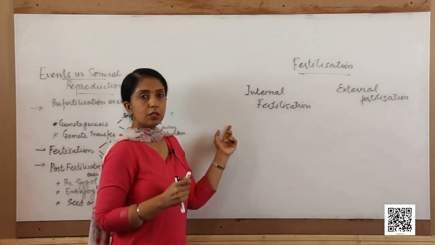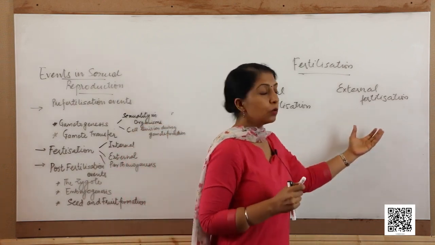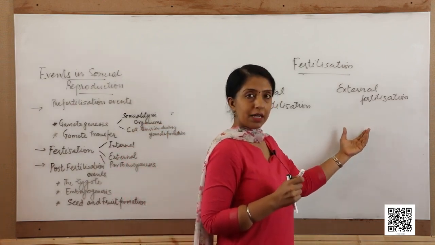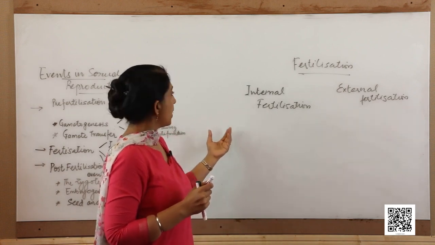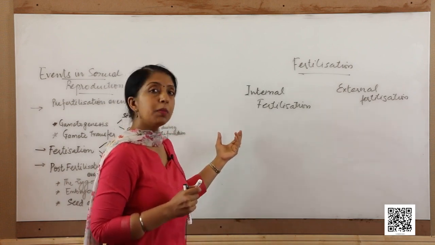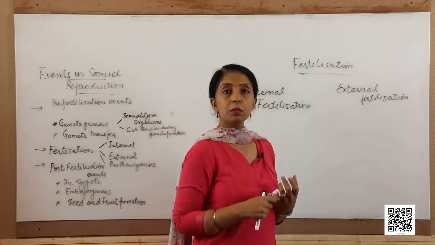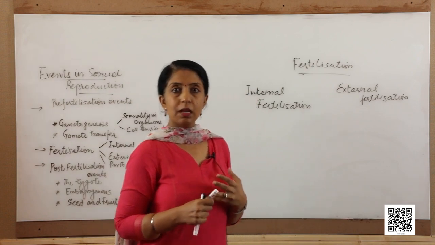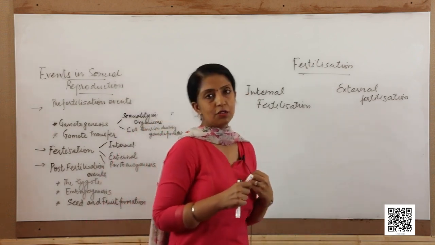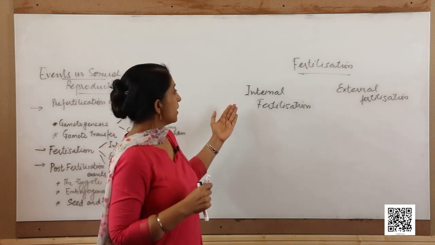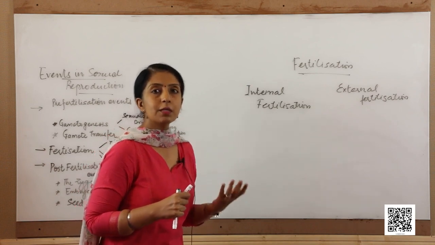Next type of fertilization is internal fertilization. Except those which are living in aquatic habitats, there are many more organisms, including plants, where internal fertilization takes place. All the gymnosperms, the angiosperms, and the animals have internal fertilization. So, internal fertilization is facilitated again by various agents.